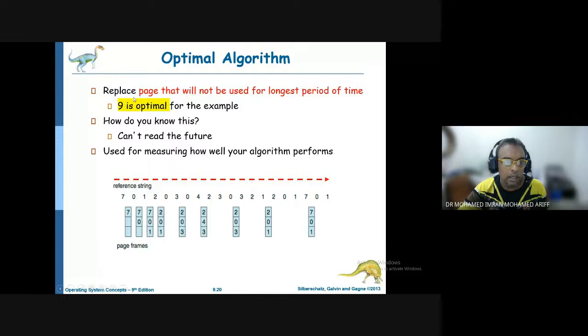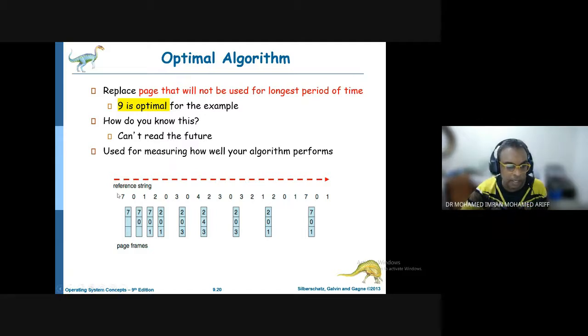Okay. Replace the page that will not be used for the longest period of time. Maksud dia, lama lagi nak guna. Okay, that means we have to look ahead. That's why I drew an arrow here. You have to look ahead. That means file ni akan digunakan lambat lagi, so we can take it out first. Lambat lagi dia nak guna, so we can take it out first.